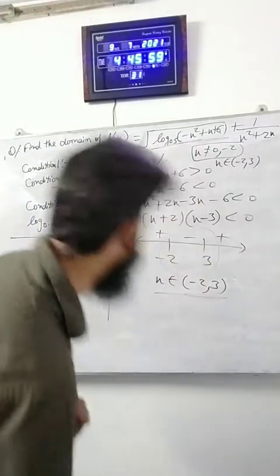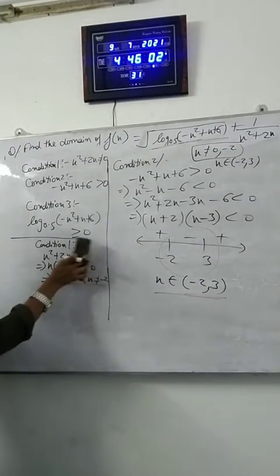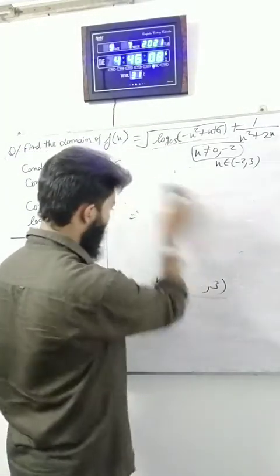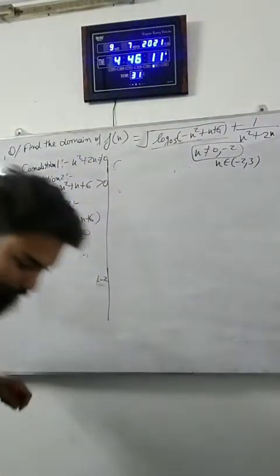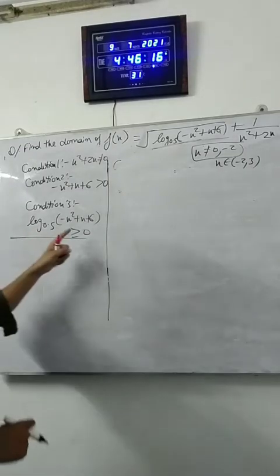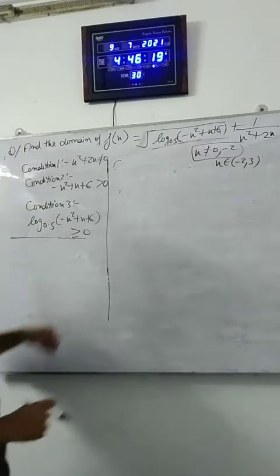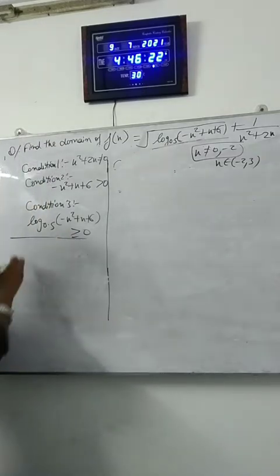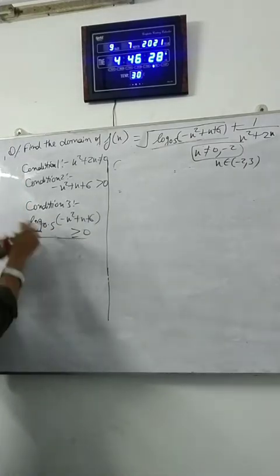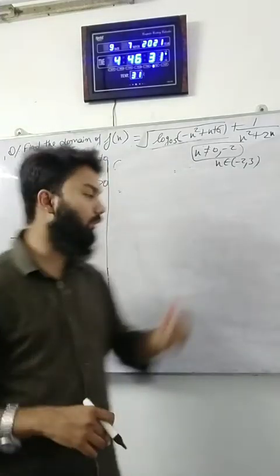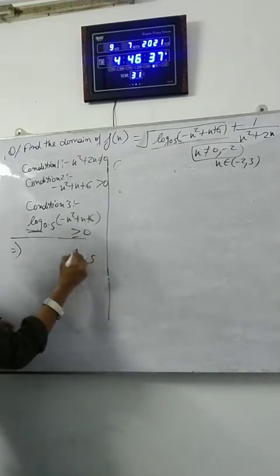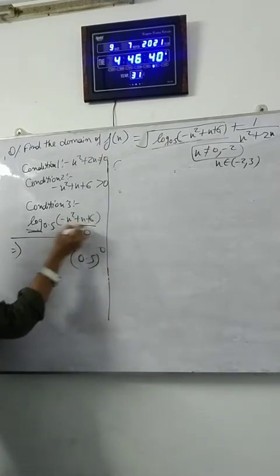Now coming to the third condition. I am going to rub out condition 1 and condition 2 as well, because now the only condition which is left is condition 3. So condition 3 is saying that log base 0.5 of minus x square plus x plus 6 is greater than or equal to 0. So that means when we remove the log from one side, this base 0.5 will become the base of the power on the right hand side, and this expression will remain here.